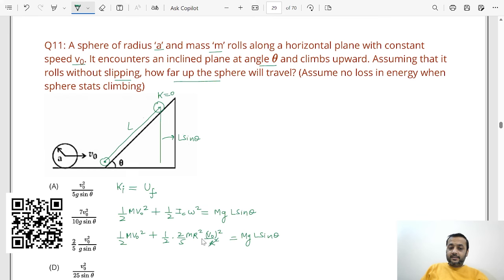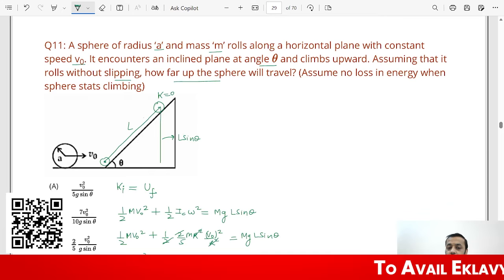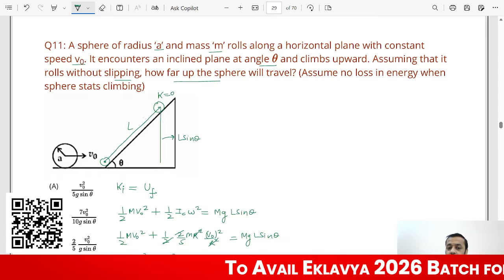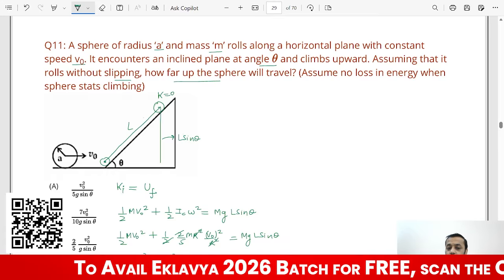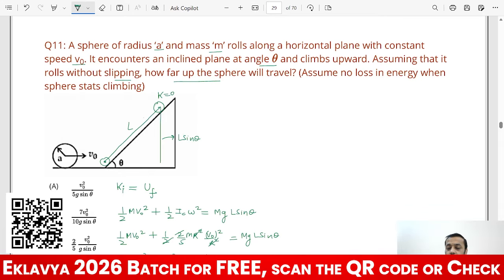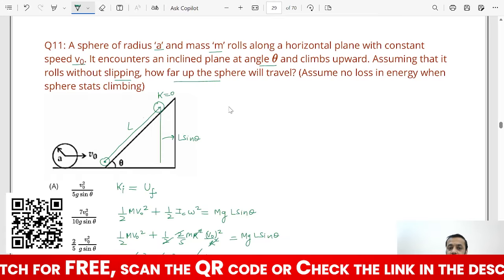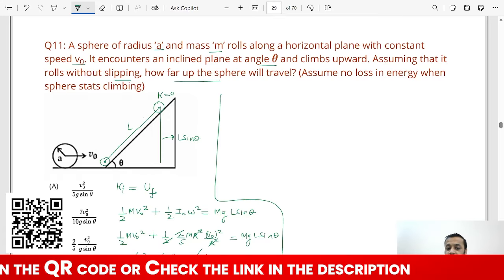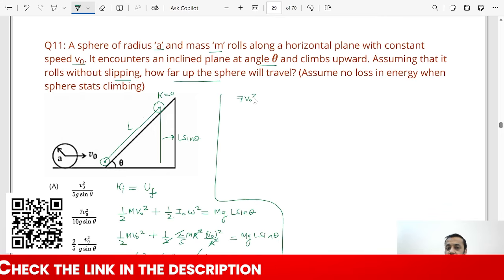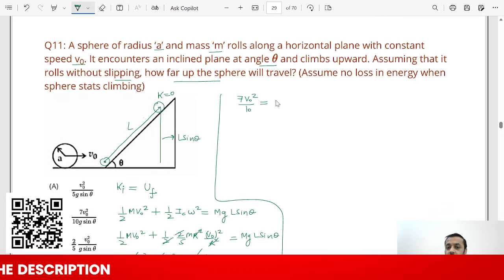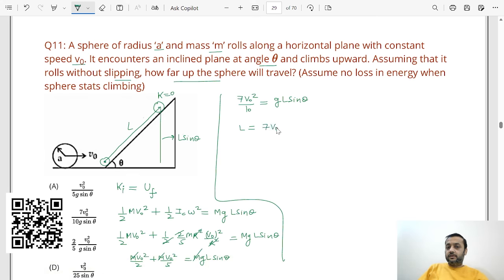So r square and r square get cancelled, and the 2 gets cancelled. We have m v naught square by 2 plus m v naught square by 5, which equals m g L sine theta. m also gets cancelled. Finally we have 5 plus 2, 7 v naught square by 10, equals g L sine theta. So L becomes 7 v naught square by 10 g sine theta. Option B will be the correct answer for this question.